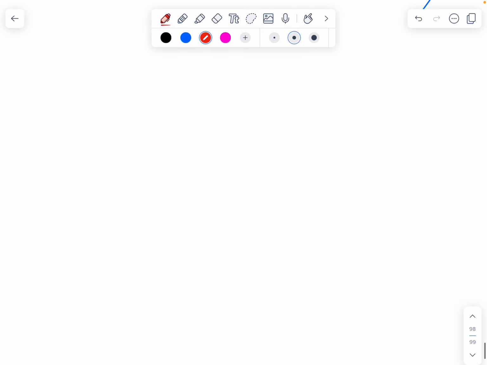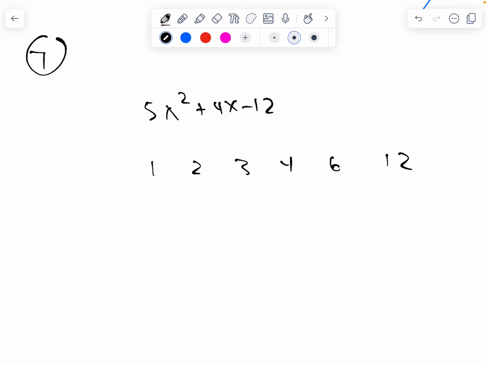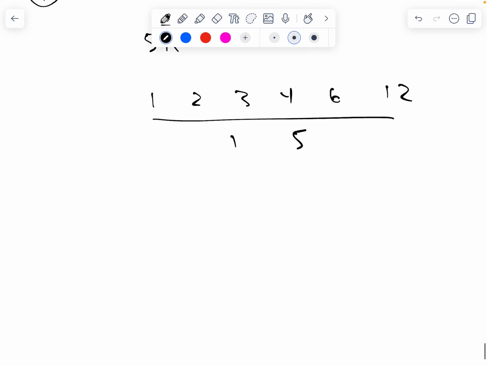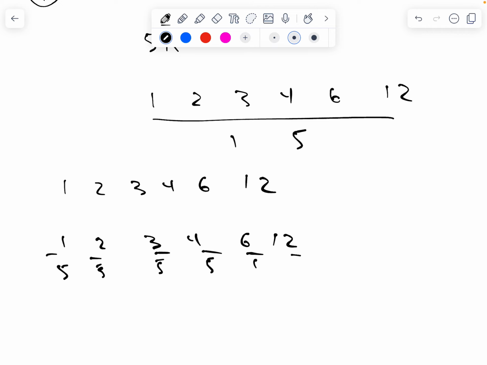Okay, let's do one more, because that's about all I can take. We got 5x squared plus 4x minus 12. Again, we're on question number 7. Rational roots. Factors of 12 are 1, 2, 3, 4, 6, 12. Factors of 5 are 1 and 5. And so my answers are going to be 1, 2, 3, 4, 6, 12, but now all of those guys are over 5. And all of this is plus and minus, and checking for duplicates, and I'm not seeing any, so this would be your final answer. That last one on 7 I'll leave for you guys.